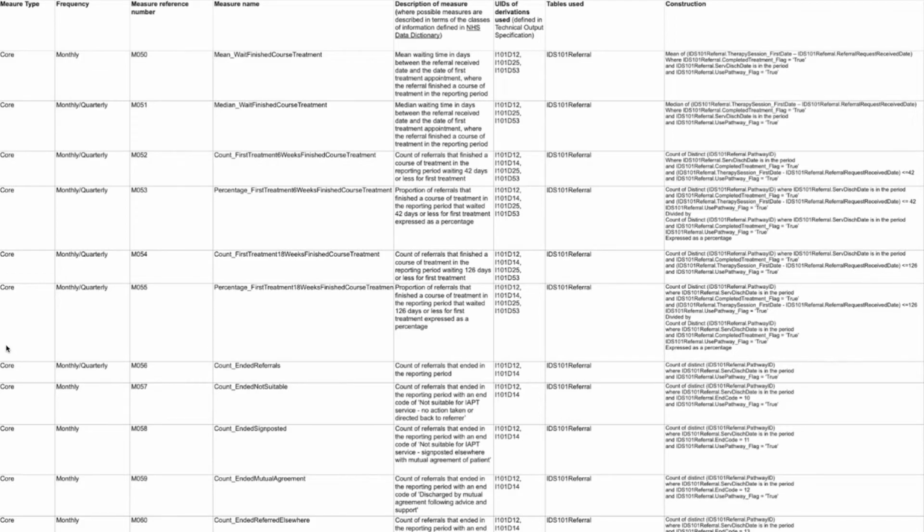This is a screenshot of what's included in the metadata document. The measure type on the left can be core, EA and LTC. You can also see the measure reference number, the measure name and description. These are fields useful to cross-reference with certain dashboards in the MDM workbooks, as you'll see in a moment.